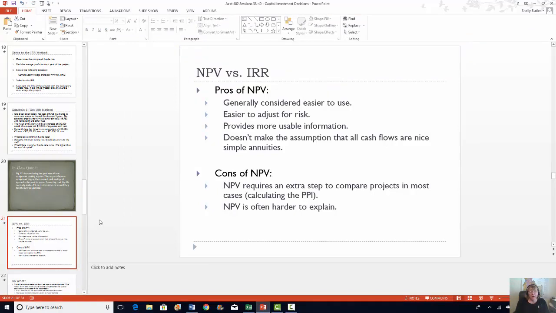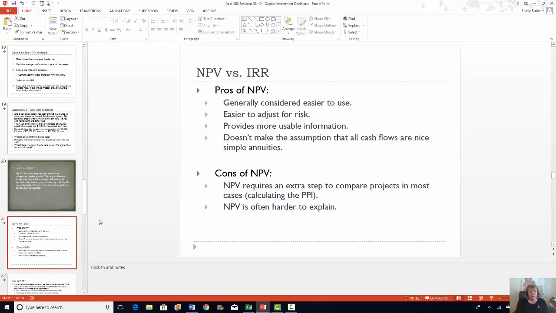So net present value versus IRR. So the pros of net present value is generally considered easier to use. You just figure out what your costs are, your outflows and your inflows, and you get your present value factors in there and you multiply them out and just add them up. And it's easier to adjust for risk because you know how long you want to have the project and what your interest rate is. It provides more useful information and it doesn't make the assumptions that all cash flows are nice, simple annuities. You can adjust those inflows if you figure you're going to make a certain amount in year one, but a different amount in year two and a different amount in year three. It's all easy to do the math and get those to the present value, and then just add them all up and get the net present value.